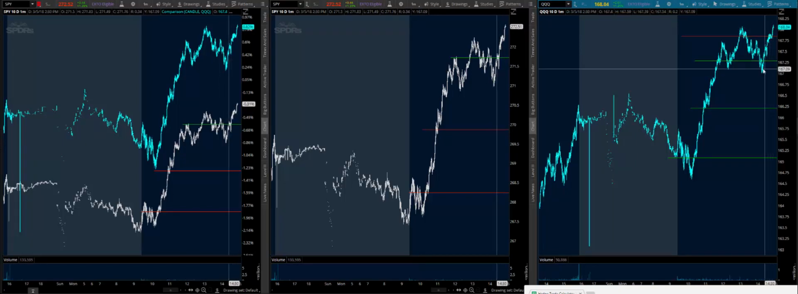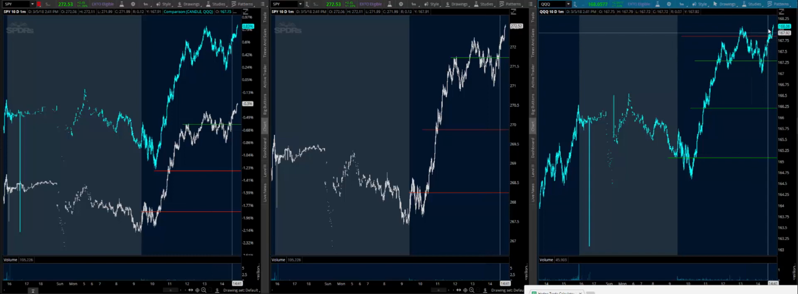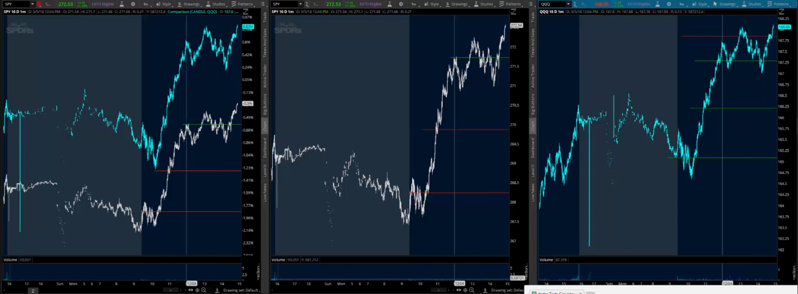I could have actually, if I would have been a bit more patient and waited for this liquidity at 167.11, and held for these highs here, instead of a $1,000 day, I'd be looking at a $1,300 or $1,400 day.